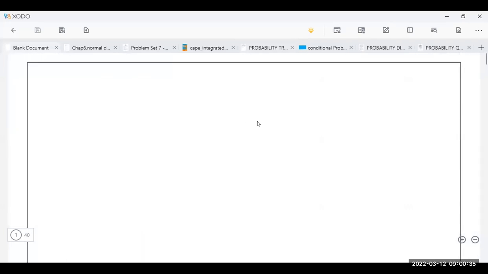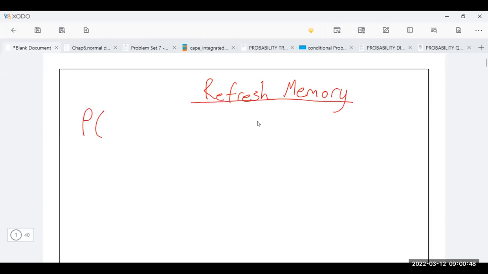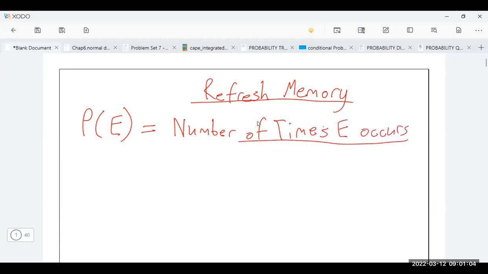Now, so far on the probability, just to refresh our memory, we were looking at laws of probability. First is defining the probability of any event E occurring. We said it's the number of times event E occurs divided by the total possibilities. That's the definition of probability.